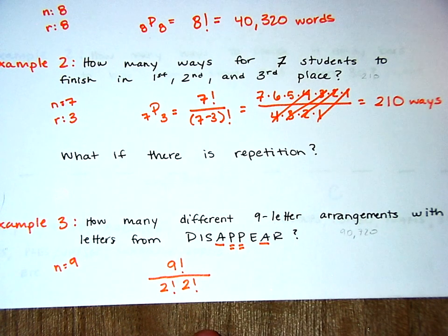Another example is, if I had a letter repeat 3 times, I would write 3 factorial. So you're dividing by those repetitions to make sure you account for different arrangements that are exactly the same. We don't want to count too many.